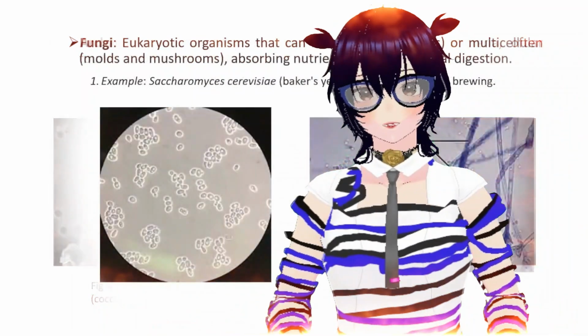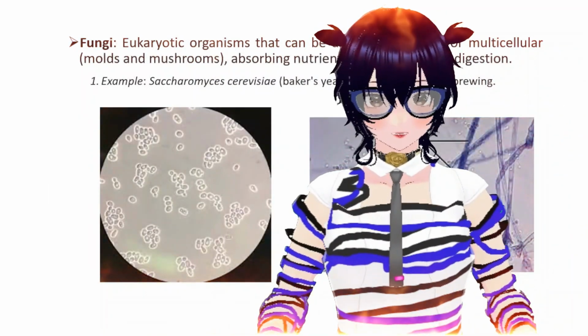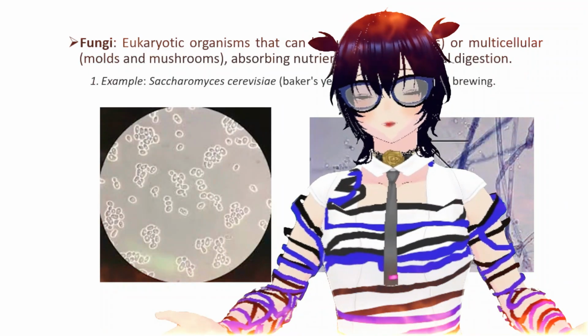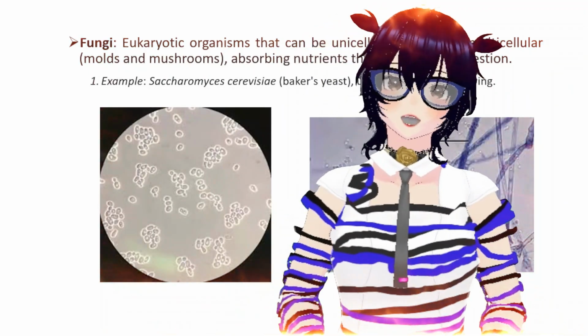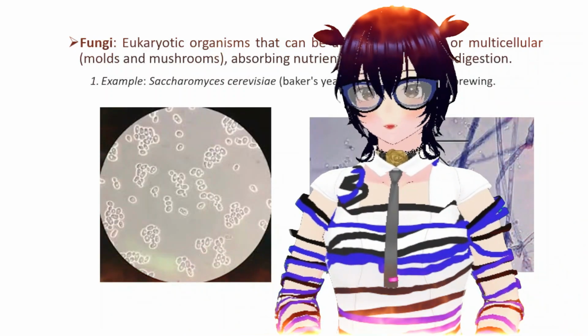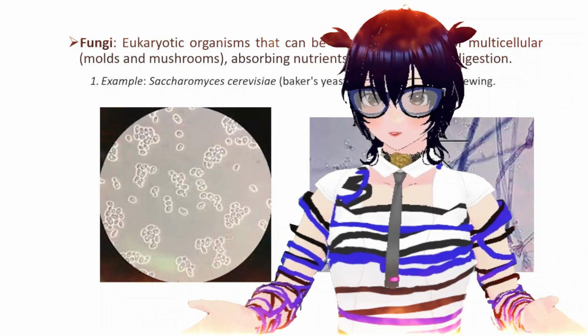Now comes the fungi. The fungi are eukaryotes. Here comes the eukaryote organisms. The bacteria and the archaea are the prokaryotes. They have no true nucleus, but the fungi actually have a true nucleus. And the true nucleus means it is well protected.